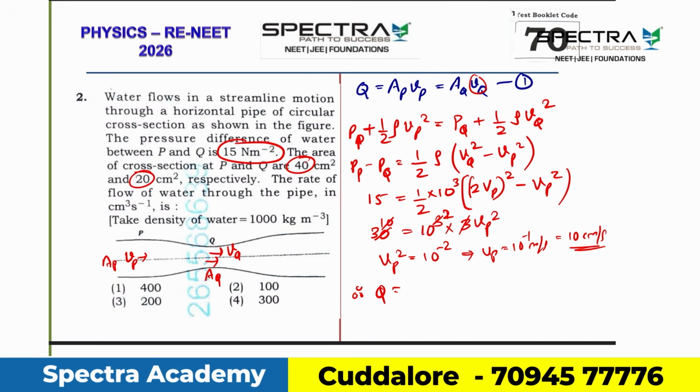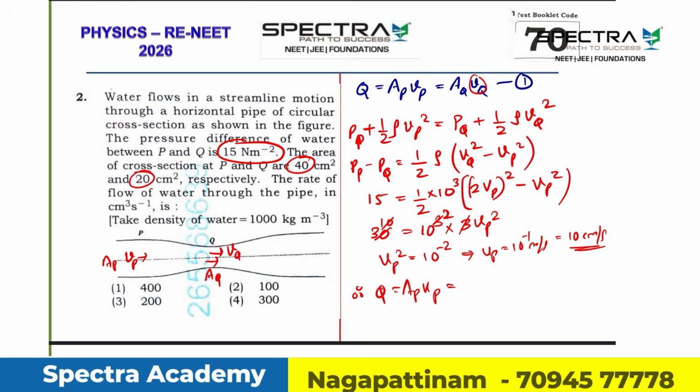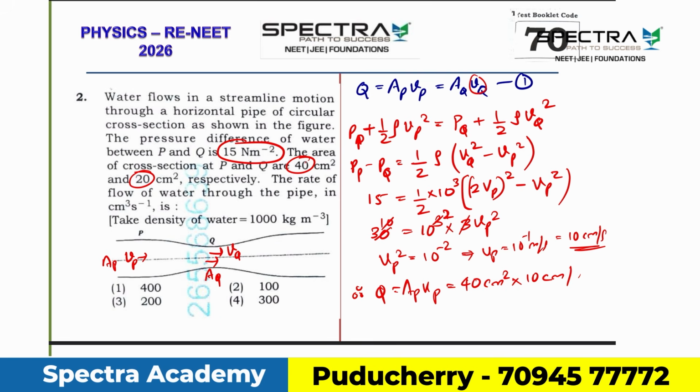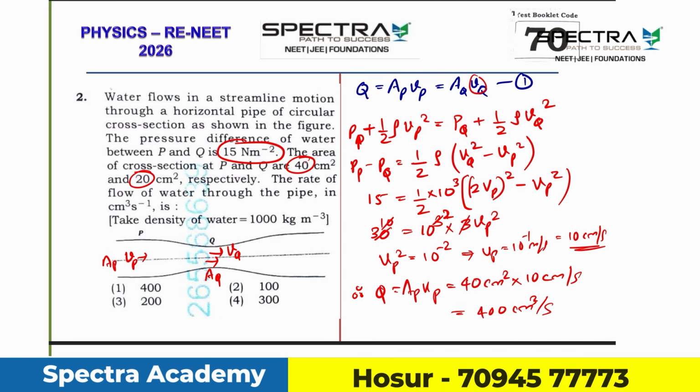Therefore, rate of flow Q is equal to AP VP. What is the AP value? 40 centimeter square. What is the VP value? 10 centimeter per second. So 400 centimeter cube per second. So the right answer is the first option. The first option will be the right answer.